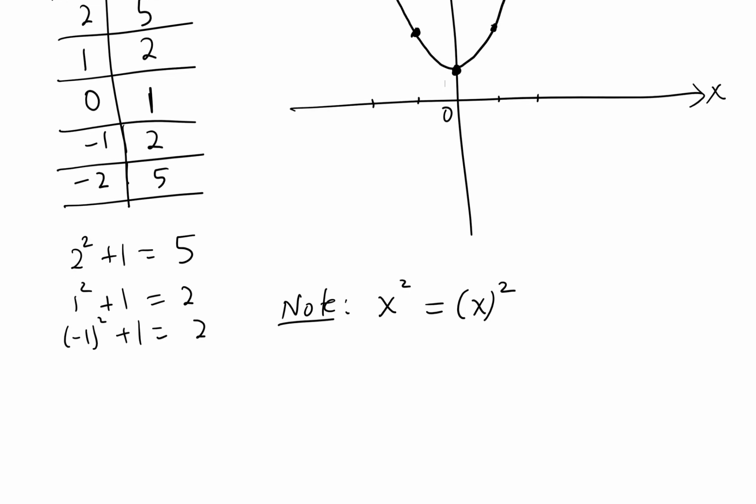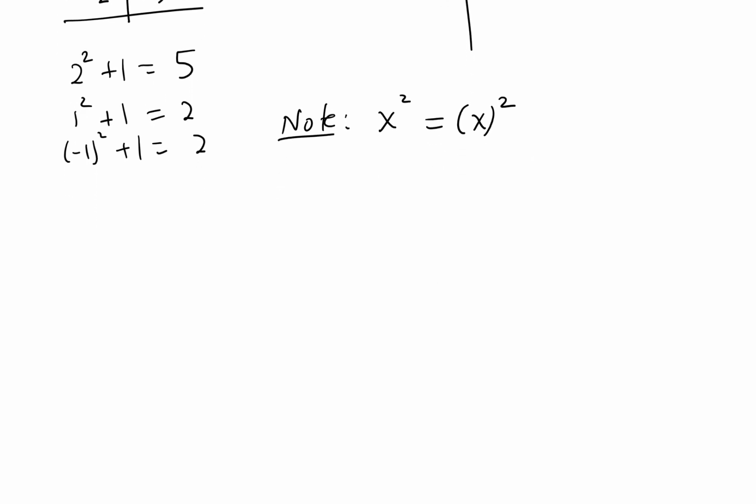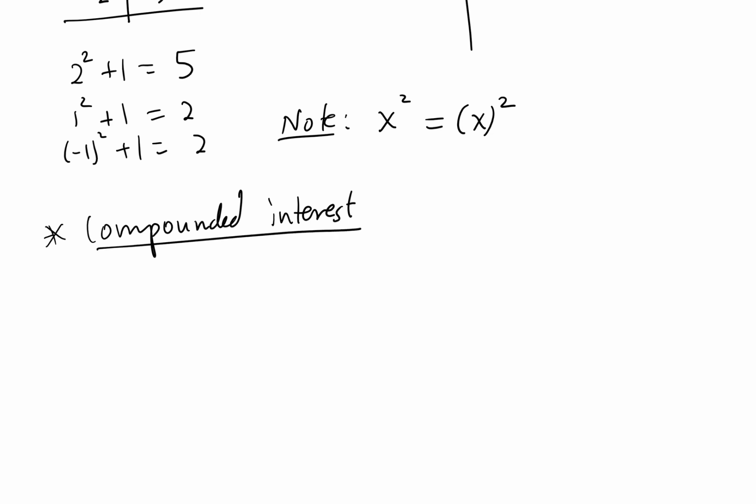One thing we would like to learn in this section is compound interest. If a principal P, so we have the formula that says A equals P times 1 plus R over N to the NT.